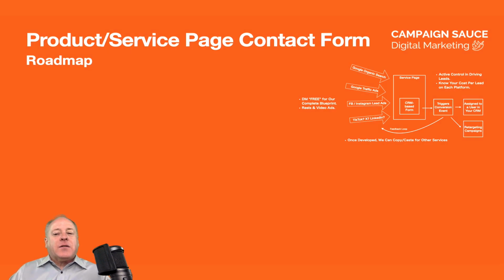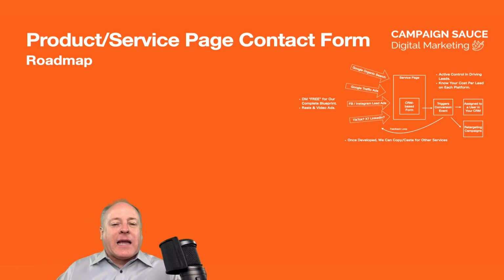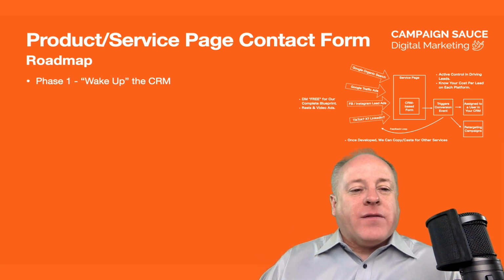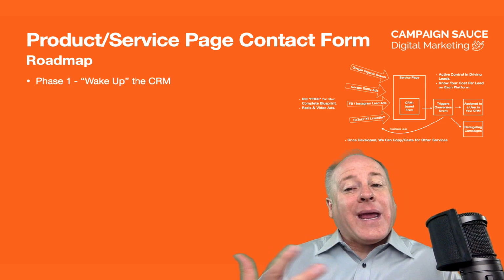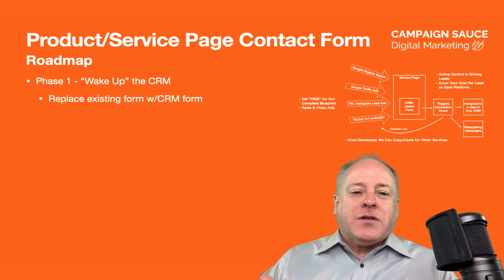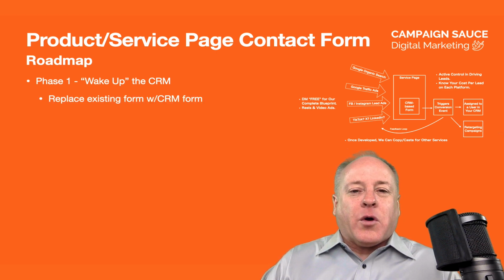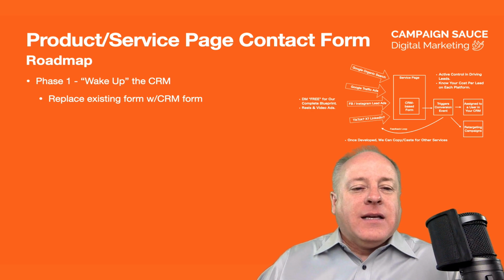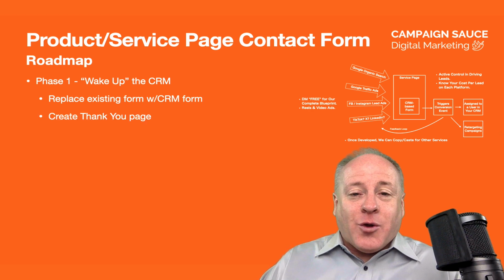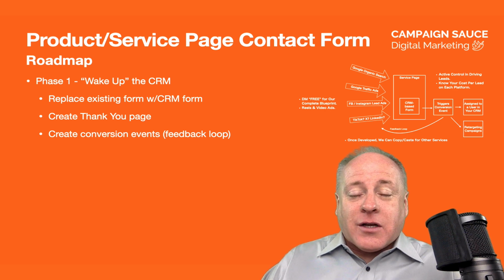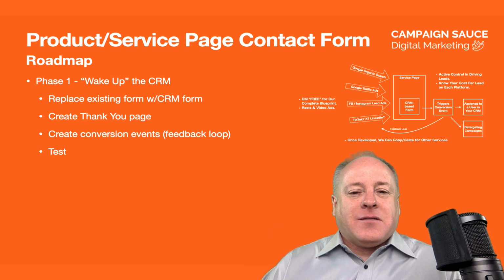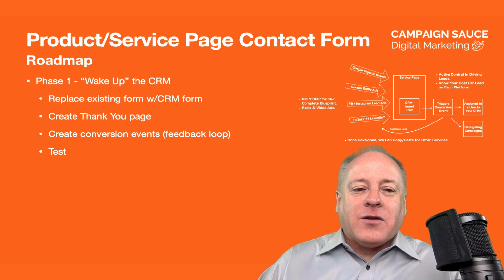Okay, so let's look at what this looks like unpacking it, actually making it happen. I find that this project has 3 different phases to it. The first one is we wake up the CRM. Well, what do I mean by that? We go over to this website page. We get rid of the old form, the email-based form. We put the CRM-based form on. We create that thank you page, which then allows us to create those conversion events, establishing the feedback loop, and we run a few tests. So we basically get this thing ready to work.